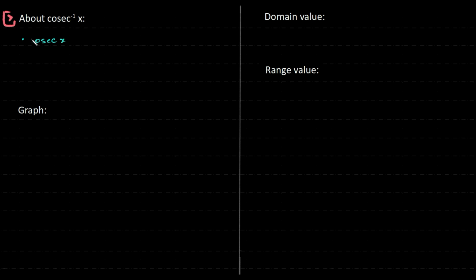So all in all, I can tell that cosec x is mapping angles excluding even multiples of pi by 2, which is nothing but 2 into n pi by 2. So here pi by 2, that's 2, and this 2 gets cancelled. And they're going to map real numbers excluding values from minus 1 to 1.